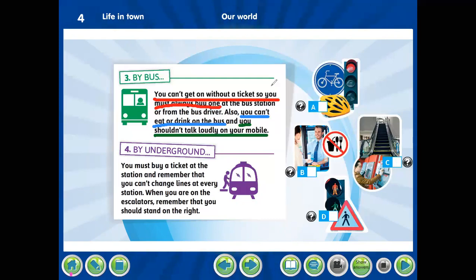Let's see. My friend Raider, please. Raider, tell me one rule, please. In the number four. Teacher? Read one. You must buy a ticket at the station and remember you can change lanes at every station. Yeah, very good. But this is two ideas, no? Only one at a station. This is one idea. You must buy a ticket at a station. This is one, okay? Because if you continue reading, it's talking about other things. Two ideas.